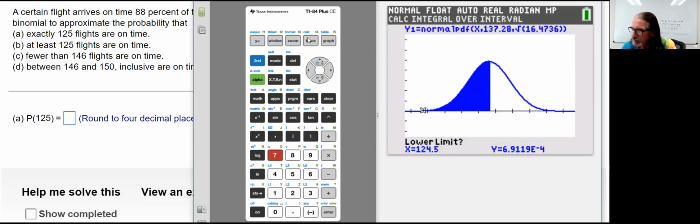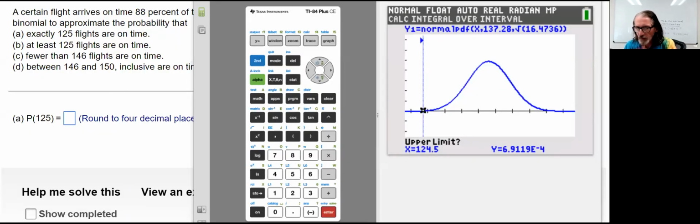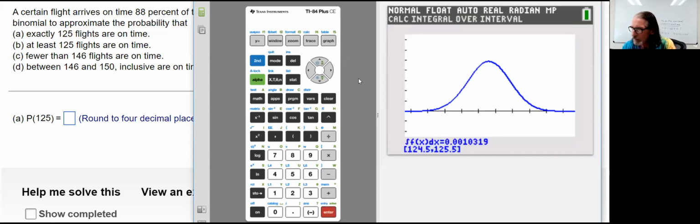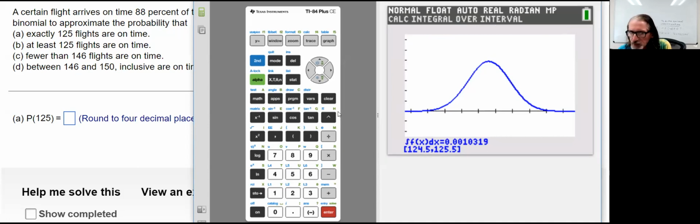Lower limit, 124.5. Okay, so again, we were doing the continuity correction there. Now going half a unit to the right, 125.5. Here we go. I don't want to take the number that's given there because I'm doing the graphing here. I thought it was going to show us some shading, but it must be such a tiny portion.